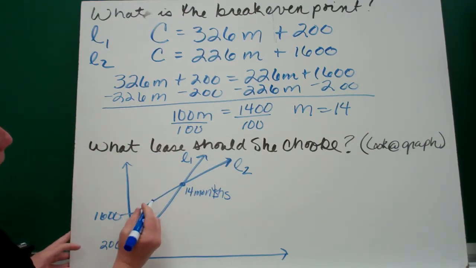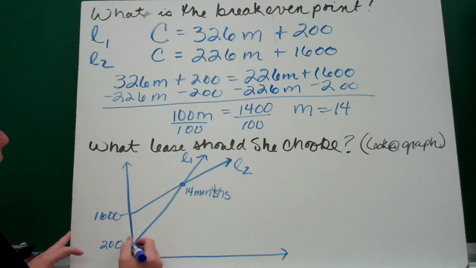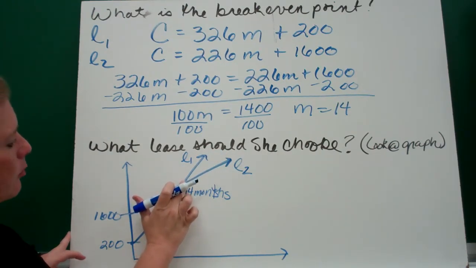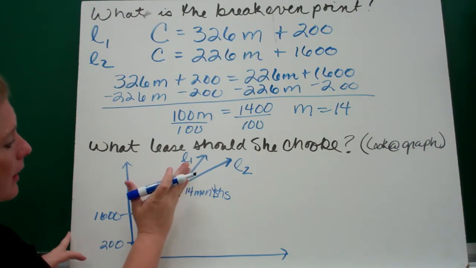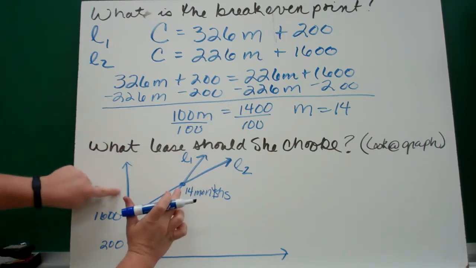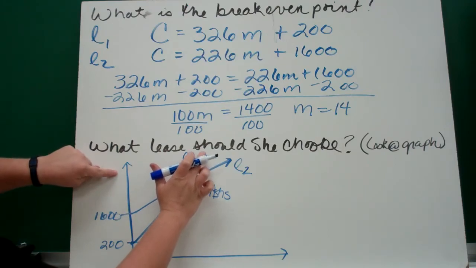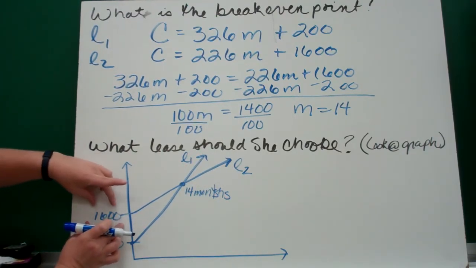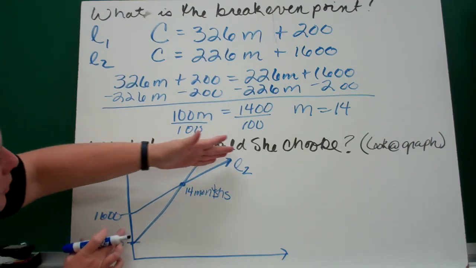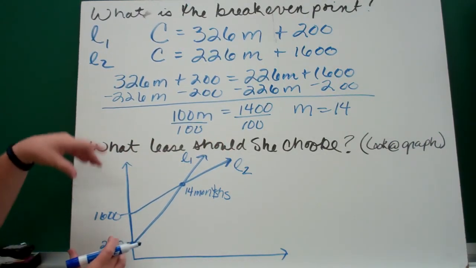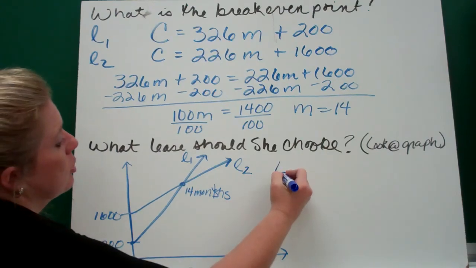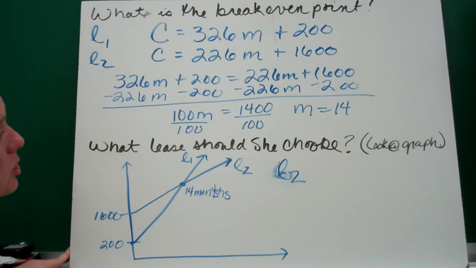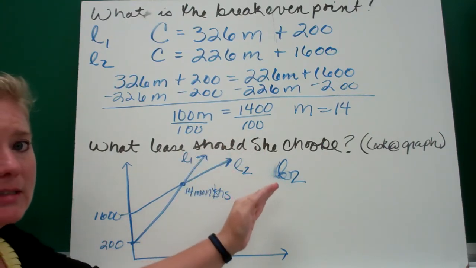But look at the graphs. Okay, lease option number 1 is increasing rapidly, and at this point, this is where they are the same. At that point, the cost is much higher than the cost of the other one. So this one, she pays more up front, but in the long run, she pays less. So I would say lease option 2 is the one to choose because it's going to cost you less in the long run.